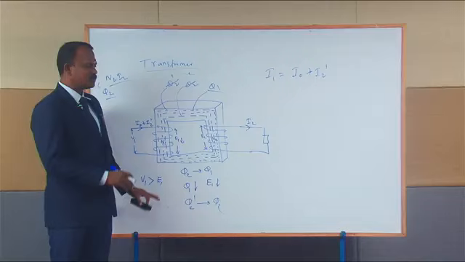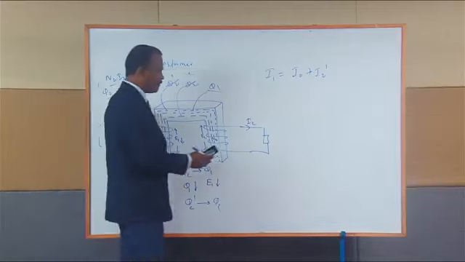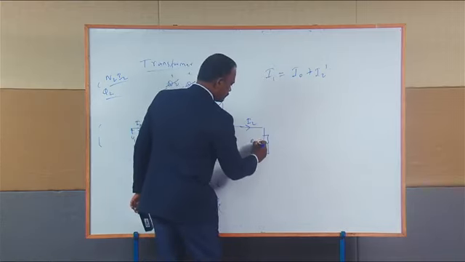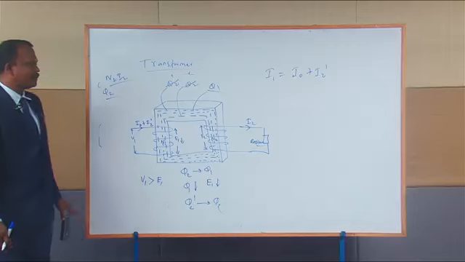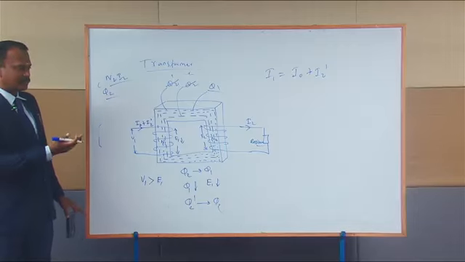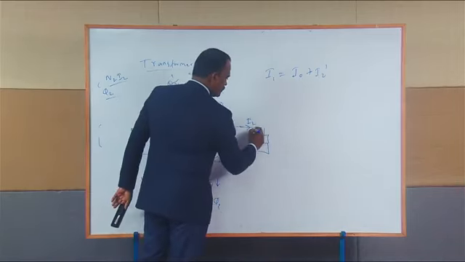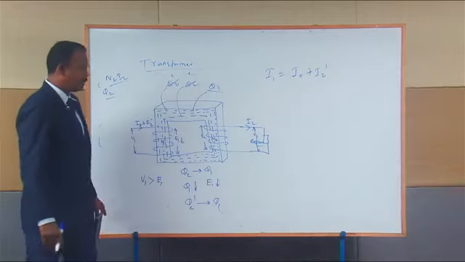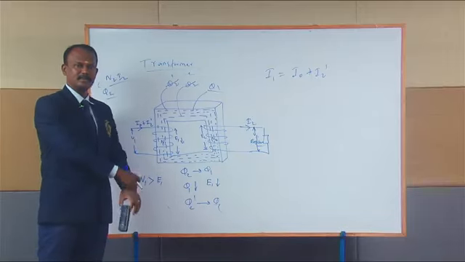Now let us try to draw the phasor diagram for the transformer under ideal condition for different loaded conditions. Now consider we are connecting a resistive load to the secondary of the transformer. Then what will be the nature of the current? The current I2 will be in phase with V2. We know that V2 is the terminal voltage across the transformer. When it is a resistive load, the current is in phase with your voltage.